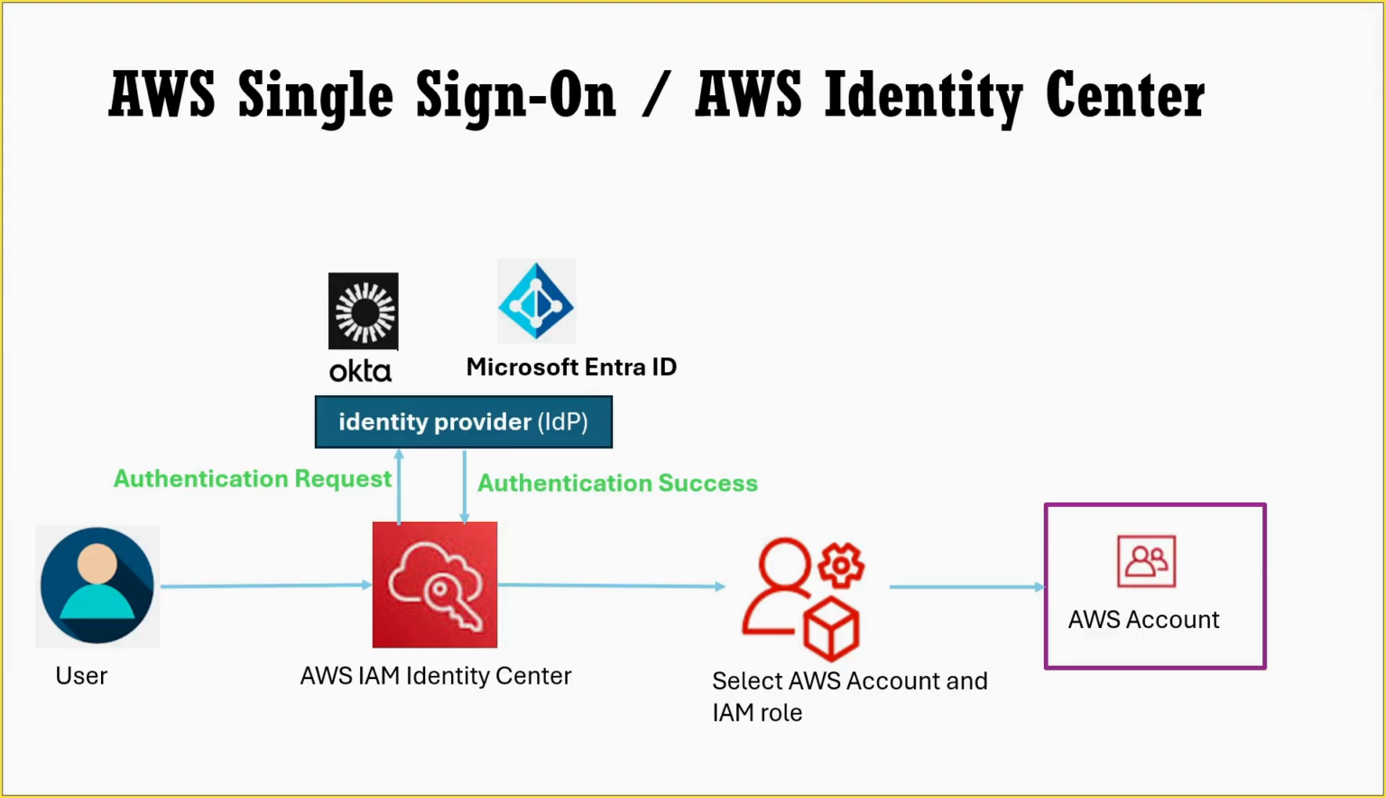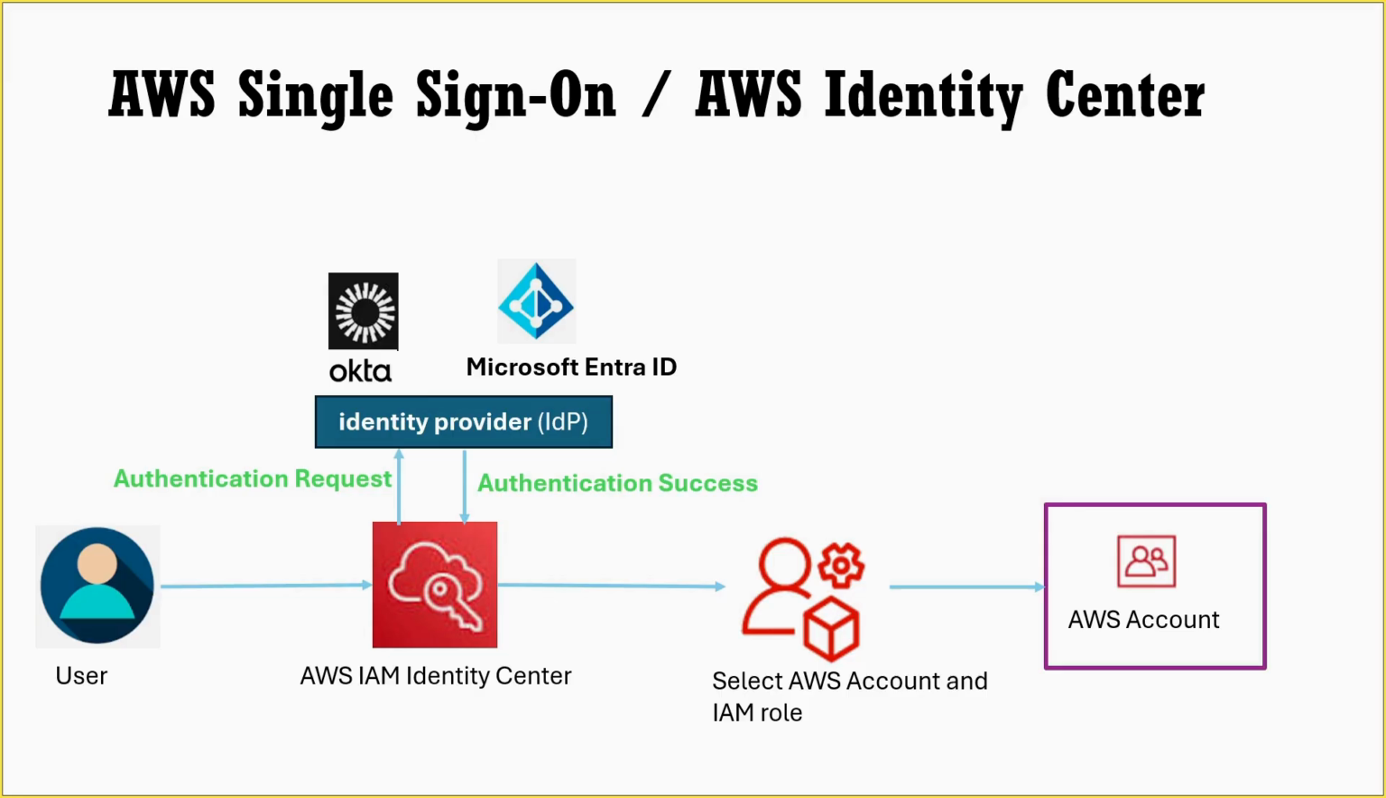So in simple terms, AWS Identity Center enables single sign-on to your AWS accounts using your corporate credentials. It integrates easily with corporate identity providers such as Microsoft Entra ID, Okta, Keycloak, Active Directory, and many others. One of the biggest advantages of this approach is user lifecycle management. When a new user joins the organization, the administrator simply assigns the required permissions in the corporate identity provider and AWS IAM Identity Center. The user can immediately access the AWS accounts they are authorized to use.